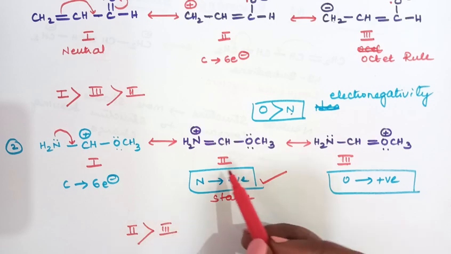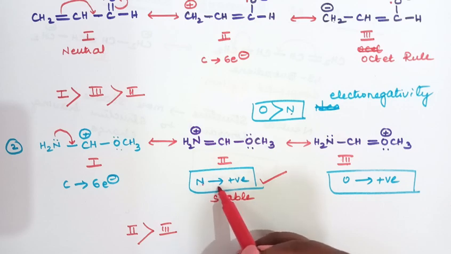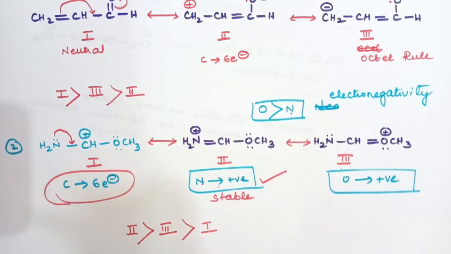Why? Because of electronegativity. The positive sign is present on the less electronegative element. Therefore this will be more stable compared to this. So now the third is more stable than the first one. Why? Because here it doesn't follow the octet rule. Therefore this will be less stable. So this is how we find the stability of resonating structures.